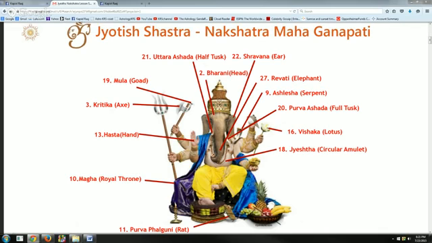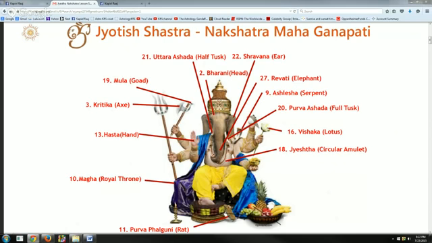I had a question. You had that number 19, Mula Nakshatra, as a goad. What does that mean? Goad is something called Ankush in Hindi and Sanskrit. It is used to control an elephant. It is a tool, a wooden stake that they use to control the elephant.